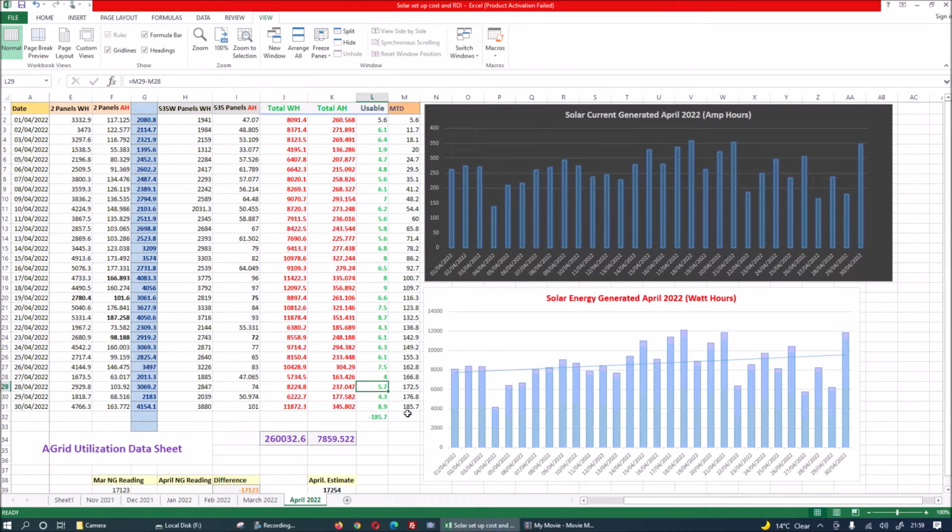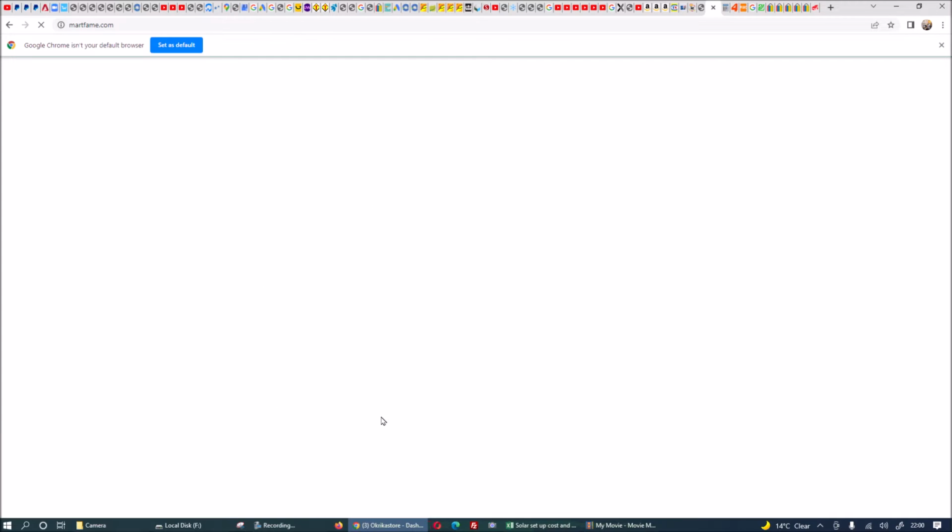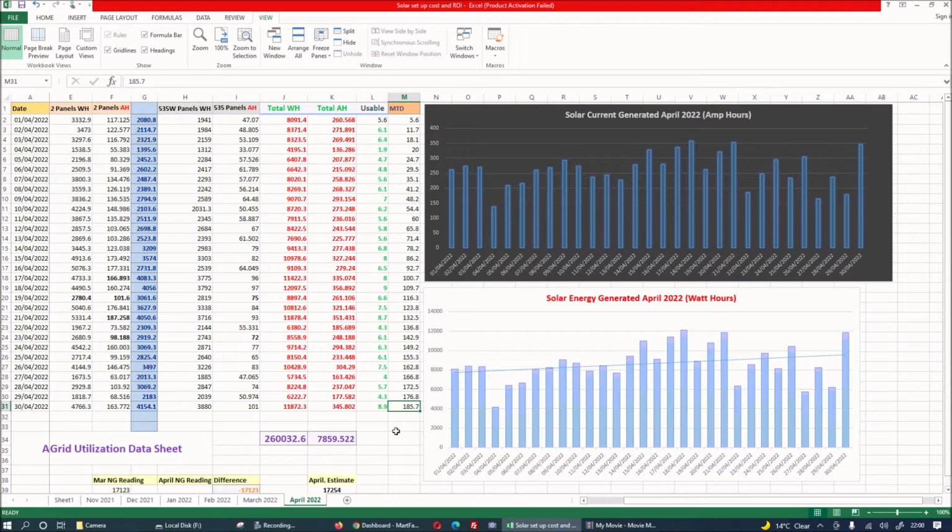So in total, as you can see, I've used 185.7 kilowatt hour out of 260 kilowatt hour. When I did the calculation, I noticed that on average I'm using around 60 to 75% of the total energy produced from the solar panel.